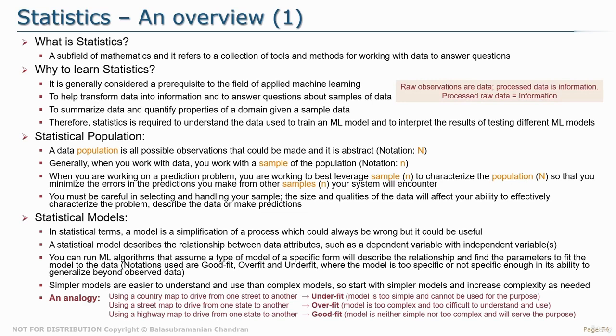On a side note, raw observations are data, processed data is information, therefore processed raw data is equal to information. One of the main purposes of ML is to extract meaningful information from the given dataset for decision making.